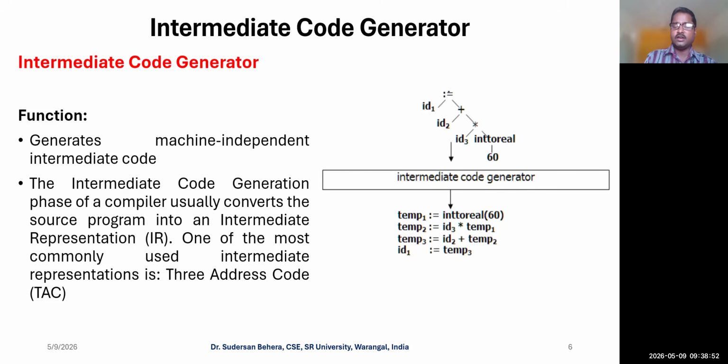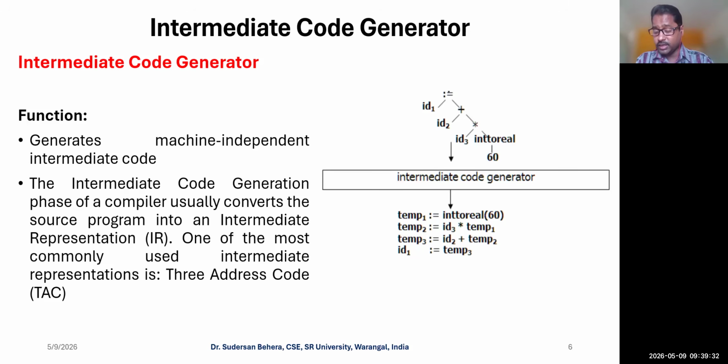So first, it allocates the real value 60 to the temporary temp1. Next, in temp2, it allocates ID3 into temp1, where ID3 means identifier 3. Temp1 holds the real value 60. So temp2 is another new temporary which holds ID3 into temp1.